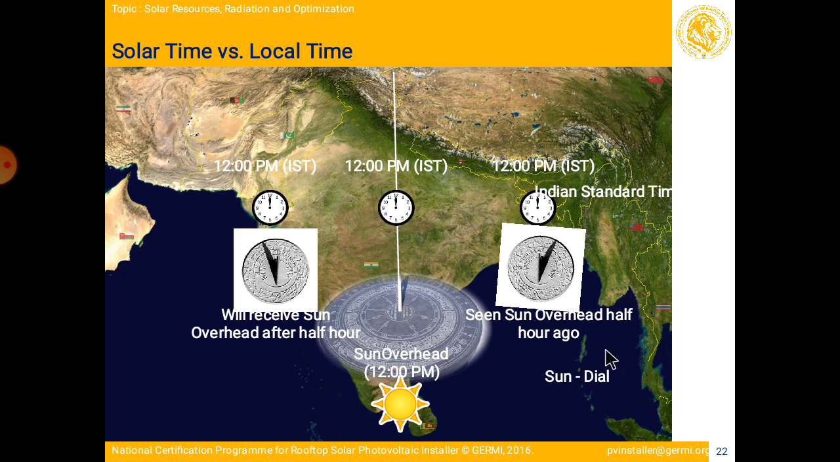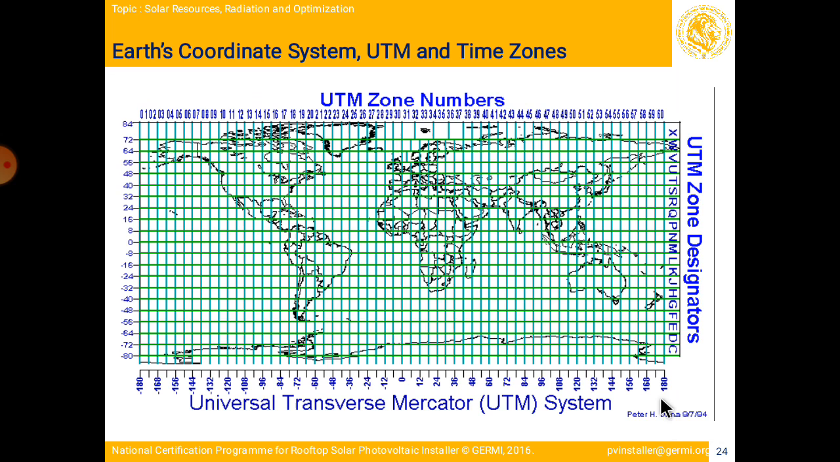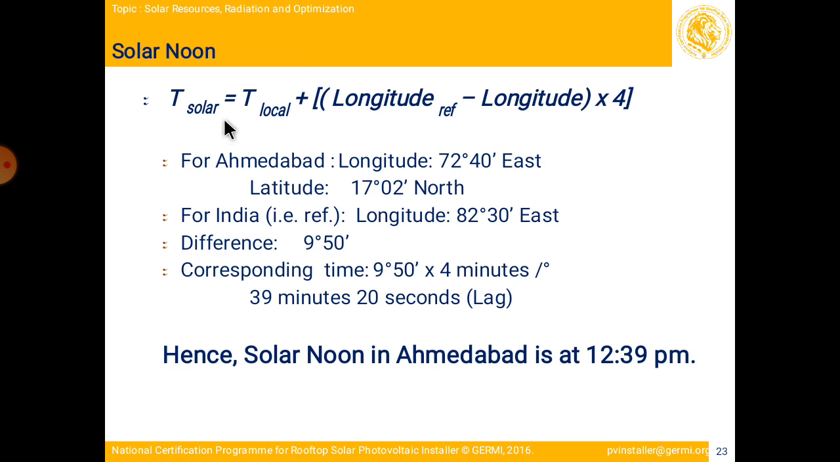This is what is called the sundial. Now let us see the total time that we have received. So T local plus the longitudinal difference, or we can say the reference longitude versus the longitude where we are available, multiplied by 4. So this is the equation available to measure the time, so that we can get the maximum output from the solar panel.